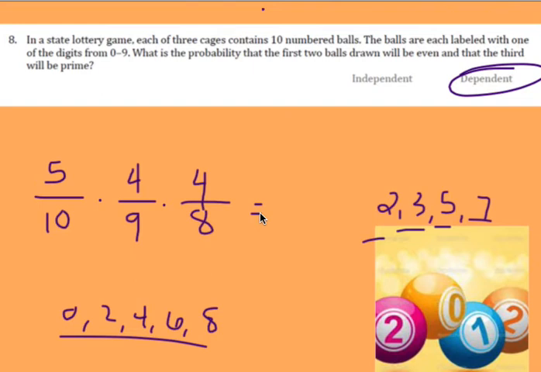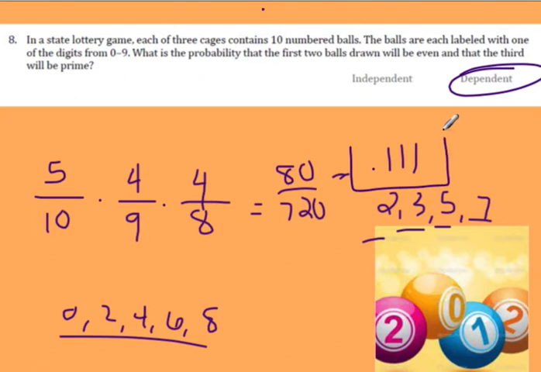Okay, so now what we're going to do is we're going to multiply 5 times 4 times 4 across the top, and we're going to get 80. 10 times 9 times 8 on the bottom, and we're going to get 720. So now we're going to divide those out, and we get 0.111. So there's only about 11% chance of that occurring.